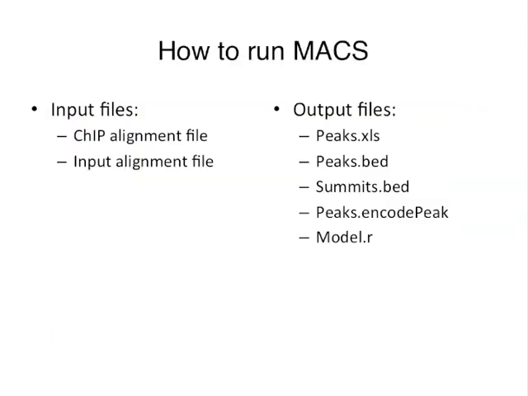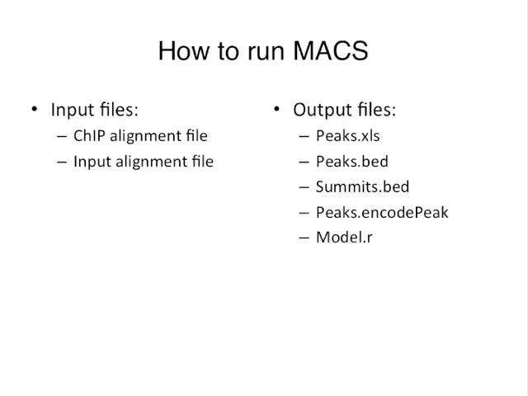Okay, so how do you run MACS? You give it 2 input files. You give it your ChIP alignment file, and you give it your input alignment file, and it's going to compare your ChIP against your input. There are variations where, if you're trying to look for differences in binding, you can give it 2 different ChIP files, and it will compare between them. But for the purposes of this class, in the most traditional form, you give it your ChIP alignment file and your input alignment file. So this is already post-mapping.